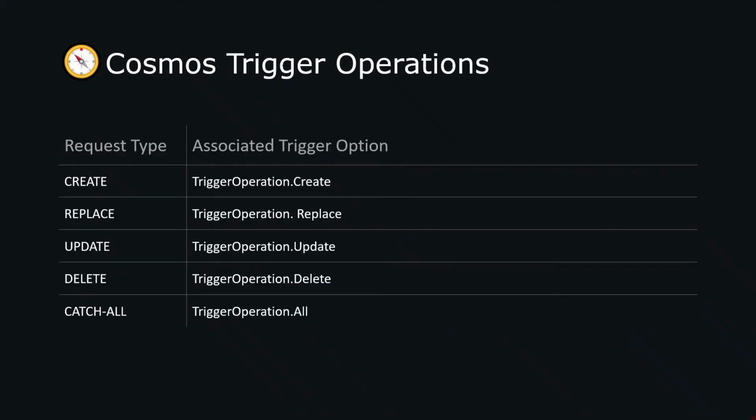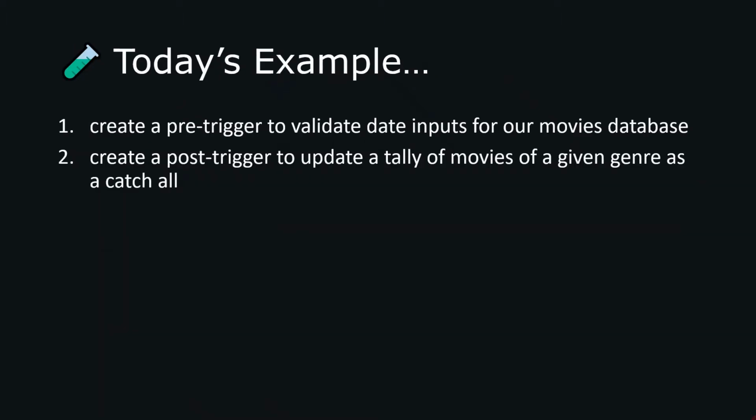So I mentioned trigger operations. You can have operations run for either pre-trigger or post-trigger, and these can be done on creates, replacements, updates, and deletions. Or you could have a catch-all statement whereby your trigger would run if any of the above actions are run, and these are the same for both pre-trigger and post-triggers. So I have a table here for the request type and the associated trigger option, and these trigger options would be the syntax or the settings that you would put within the CosmosDB interface.